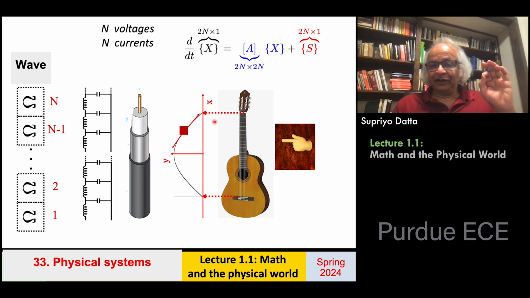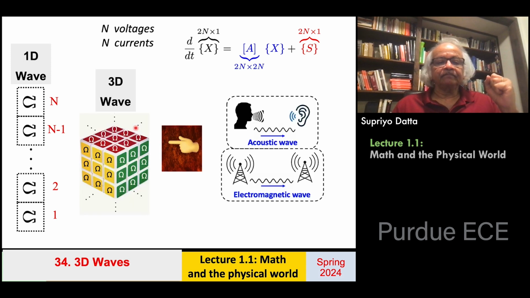The fact that the two ends are fixed, they cannot vibrate, is equivalent to putting a short circuit in the electrical case, where the voltage is zero. But the point I'm trying to make is that these are very different things. This is a transmission line, electrical signals. This is an acoustic wave, but very similar equations. Once you know how the equations behave, you can use it for different types of physical systems.